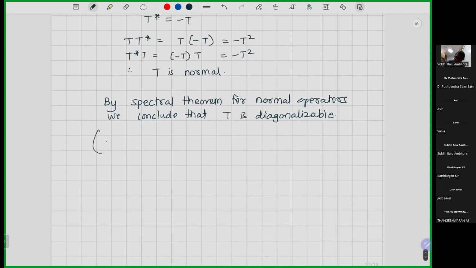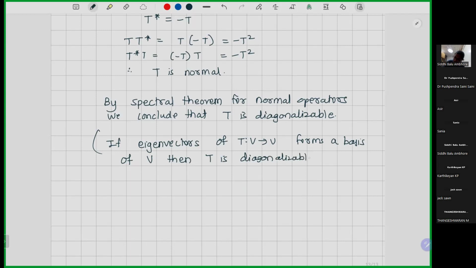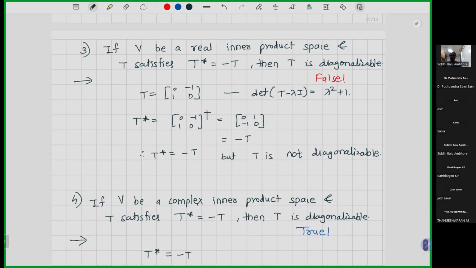Or let me just write this: if eigenvectors of T form a basis of V, then T is diagonalizable. Please check this condition, and using the spectral theorem and this statement, we can conclude that T is diagonalizable for this fourth question and second question as well. Okay?